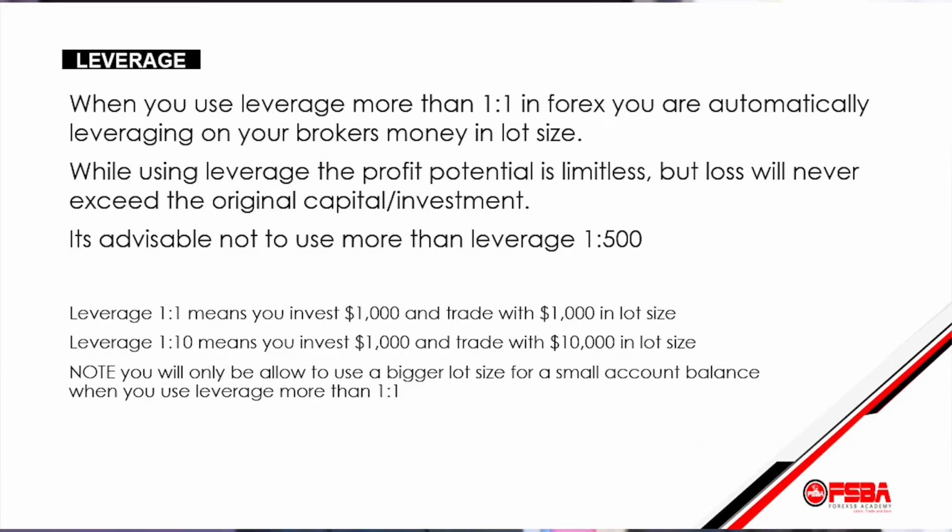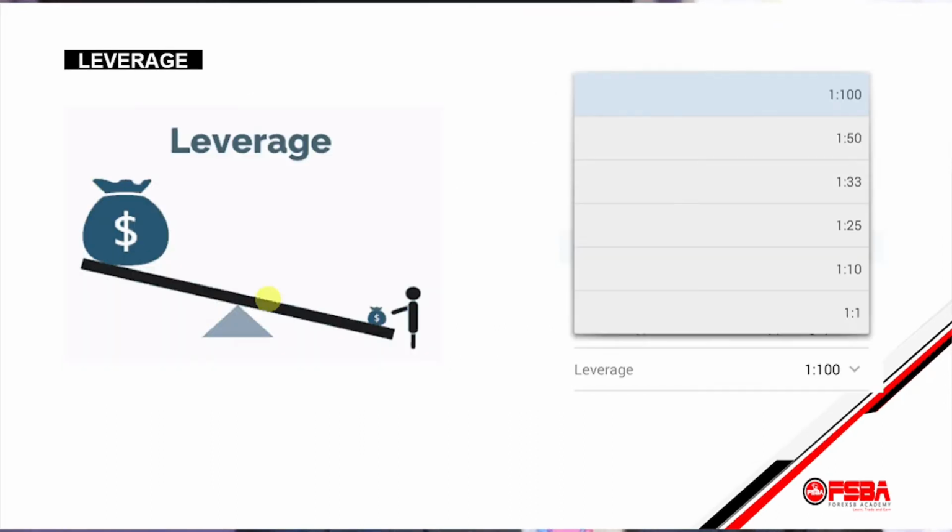Leverage. When you use leverage more than 1:1 in the forex market, you are automatically leveraging on your broker's money in lot size. While using leverage, the profit potential is limitless, but loss will never exceed the original capital. It is advisable not to use more than leverage 1:500. Leverage 1:1 means you invest $1,000 and trade with $1,000 in lot size. Leverage 1:10 means you invest $1,000 and you trade with $10,000 in lot size. Note, you will only be allowed to use a bigger lot size for a small account balance when you use leverage more than 1:1.